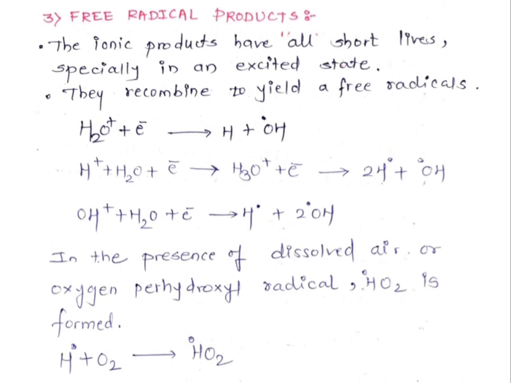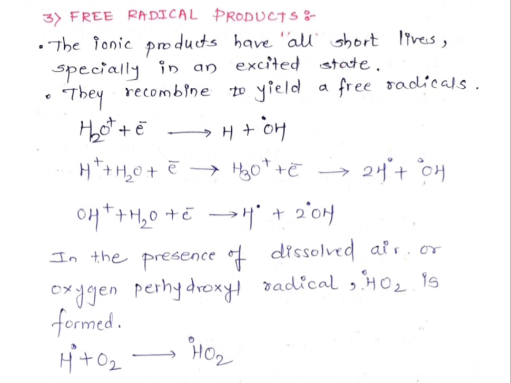So all these products will be identified by the mass spectrometer in the radiolysis process. Then we will see the free radical products. As we have seen, the ionic products are formed due to the interaction of the gamma radiations and the electrons with the water molecule. In the same way, we will now see the free radical products, and here again water will interact with the electron and there is a formation of certain free radicals. So we will see how that will be formed.